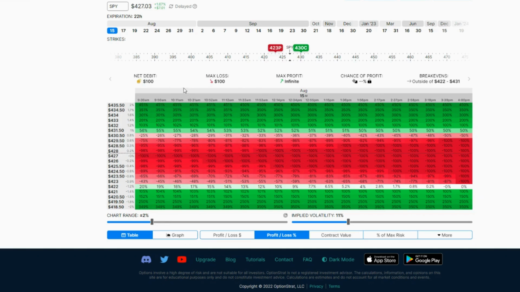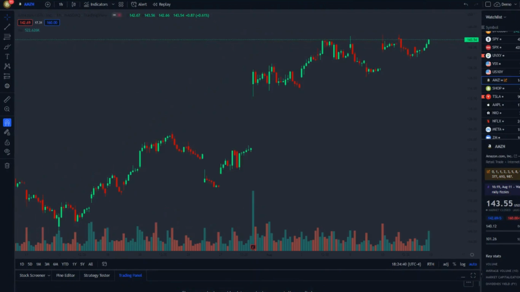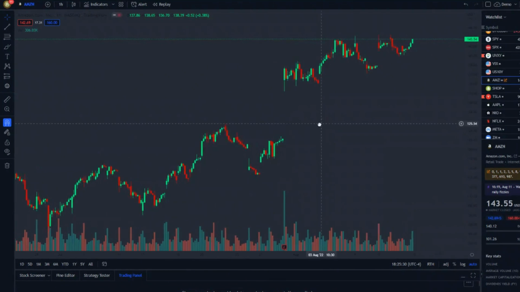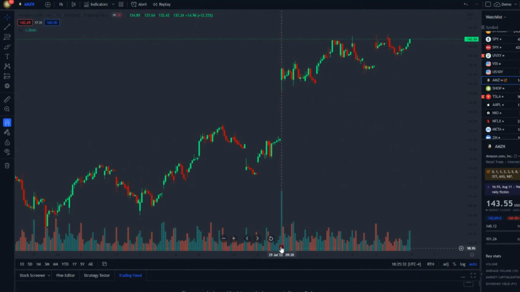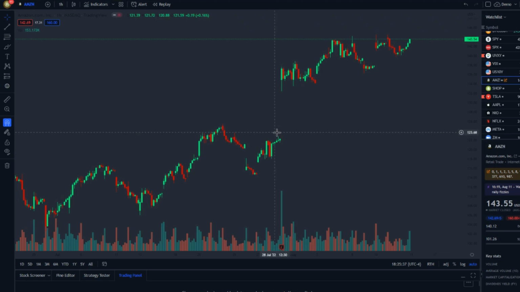Where these are even more beneficial than playing SPY is when you're playing based off of earnings movements, because earnings can have sharper movements overnight. So let's go back and look at Amazon. When it had its earnings a couple weeks ago, on July 28th, we had a 12% move upwards on Amazon. So let's look, what did a strangle do for us then? Or what could it do for us?